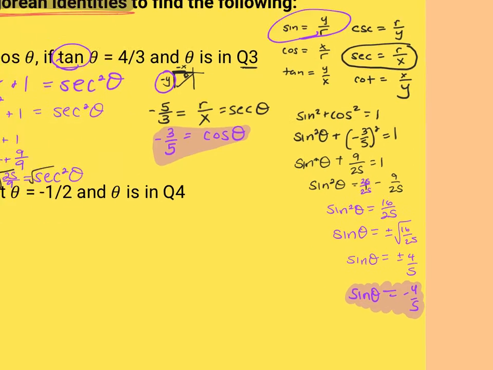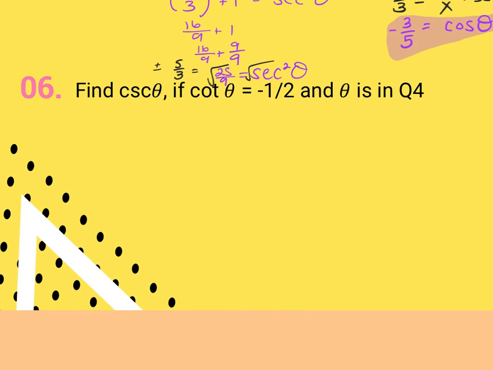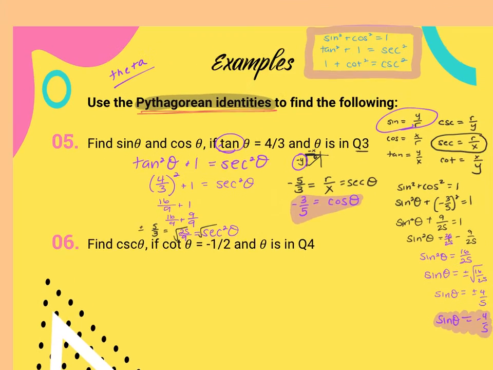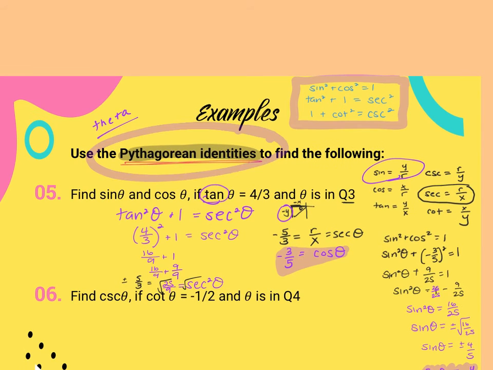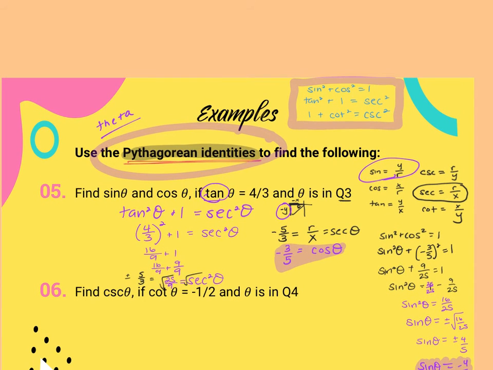Okay, so let's do one more. Are they always going to be Pythagorean triples? No. If it's not a Pythagorean triple, you could use the Pythagorean theorem. Only if the directions say to use Pythagorean identities are we stuck with this method. If it just says to find it, you get to choose, and I would obviously recommend the triangle.